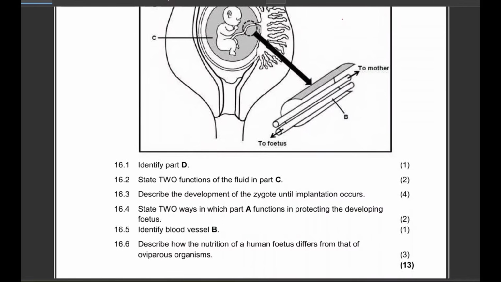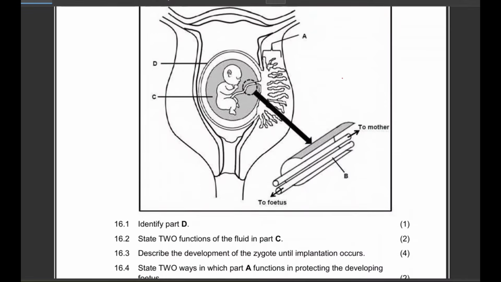Identify part D. Where is part D? There is part D, which is a membrane. Okay, so part D is the chorion.